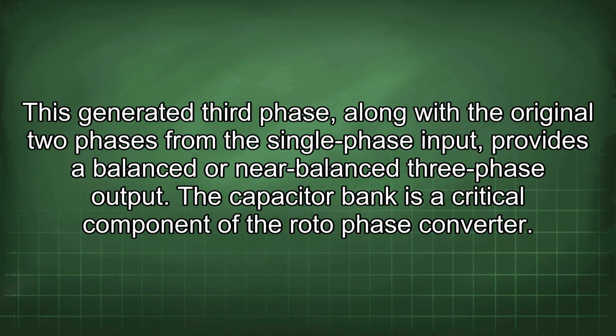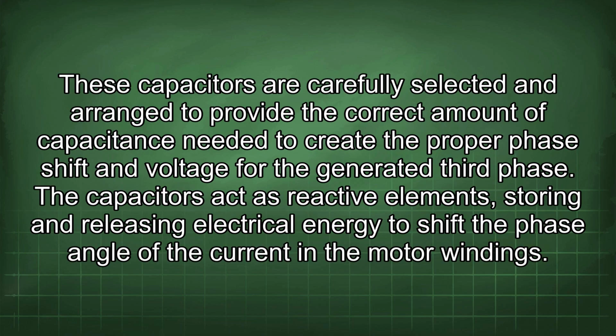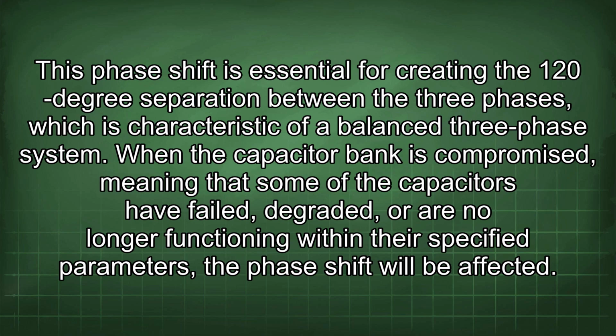This generated third phase, along with the original two phases from the single-phase input, provides a balanced or near-balanced three-phase output. The capacitor bank is a critical component of the rotor phase converter. These capacitors are carefully selected and arranged to provide the correct amount of capacitance needed to create the proper phase shift and voltage for the generated third phase. The capacitors act as reactive elements, storing and releasing electrical energy to shift the phase angle of the current in the motor windings. This phase shift is essential for creating the 120-degree separation between the three phases, which is characteristic of a balanced three-phase system.